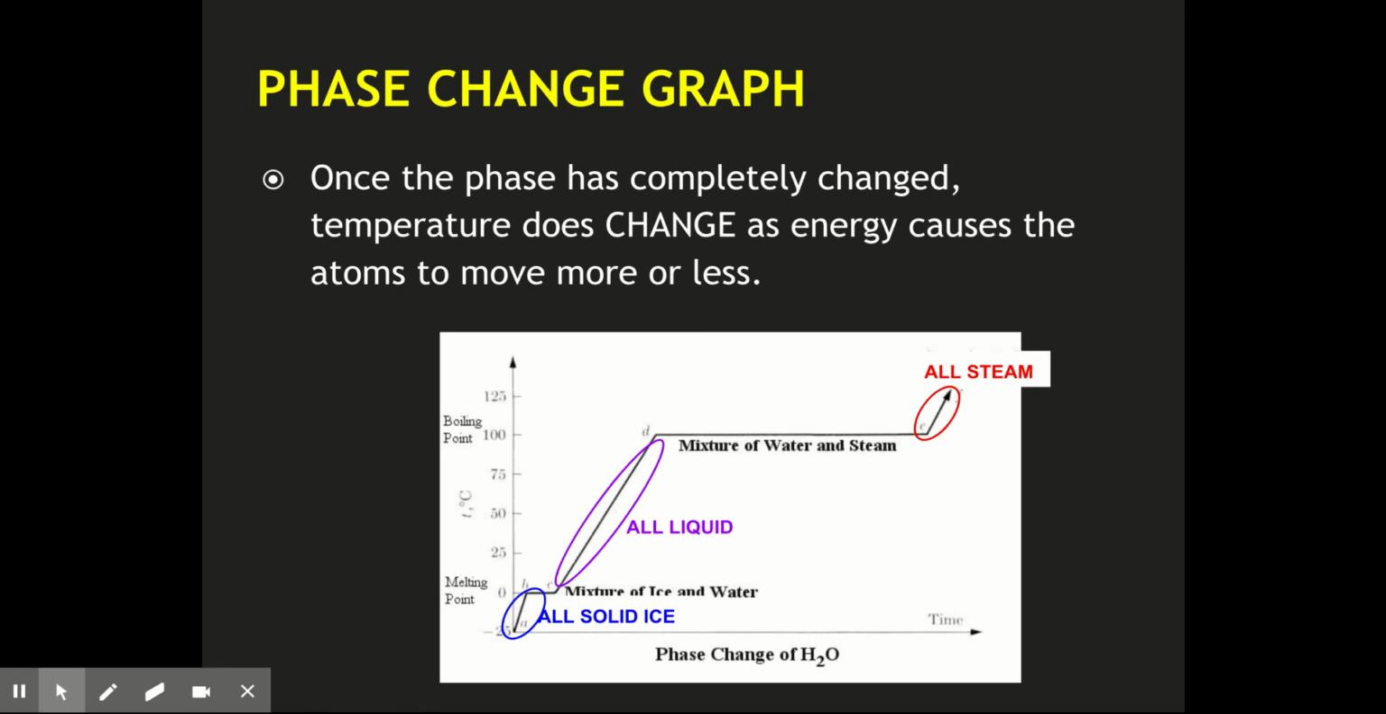Okay? So you can tell on this graph where all of the solid ice is, at what temperature all of the liquid water is, and at what temperature all of the steam is. And if you notice, the steam keeps increasing.